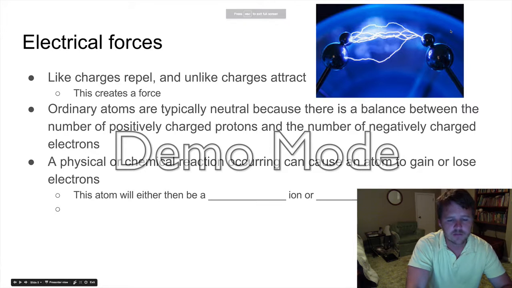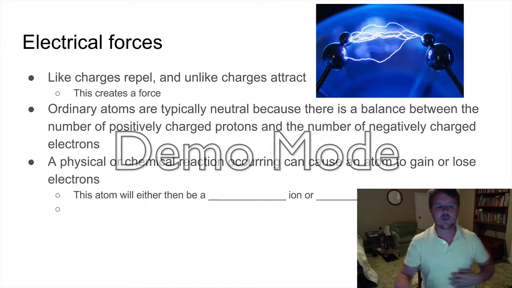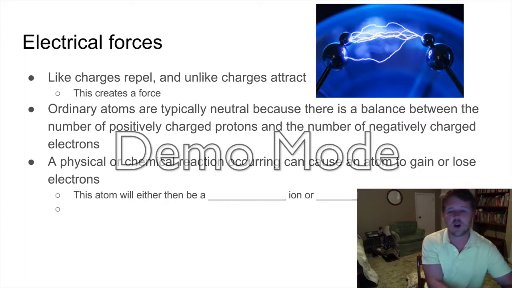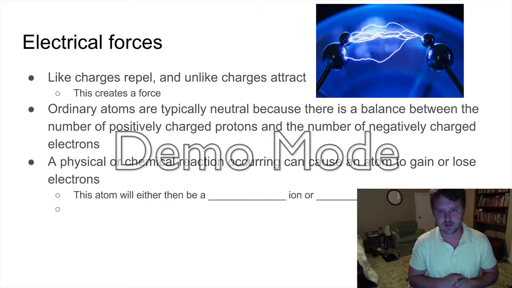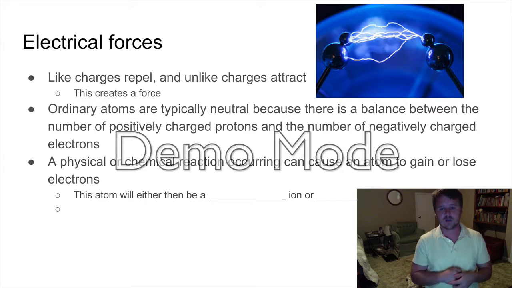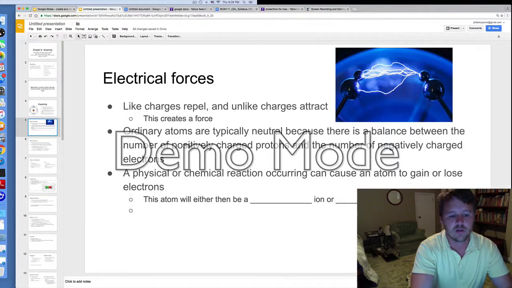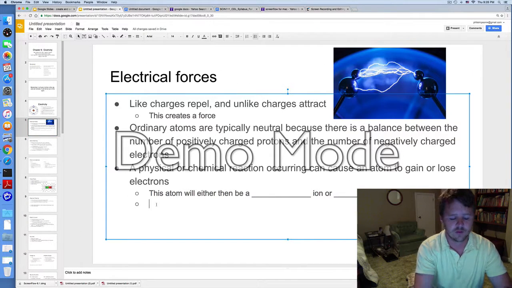Okay, this creates a force. So ordinary atoms are typically neutral because there is a balance between the number of positively charged protons and the number of negatively charged electrons. So a physical or chemical reaction occurring can cause an atom to gain or lose electrons. So if an atom loses electrons, so if it loses a negative charge, which is an electron, let me just do an example. So let me look up carbon.